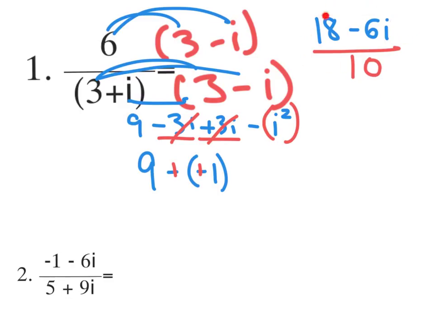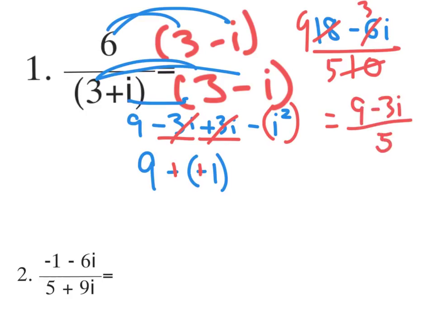The question is, is there anything else that I could do? Well, all three numbers are even numbers, so I could at least reduce by 2. So if I reduce by 2, I'll get a 9 right here, I'll get a 3 right here, and I'll get a 5 down here. So let me rewrite it. Here it is. We have 9 minus 3i over 5.